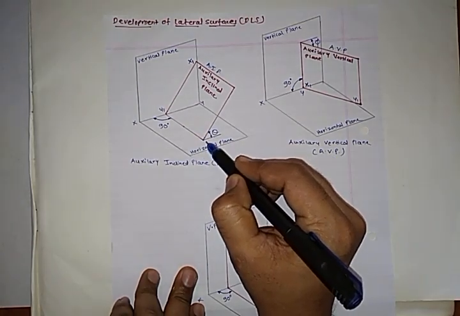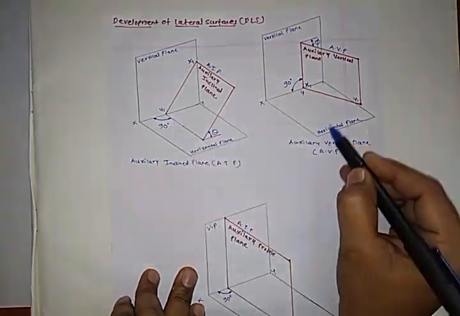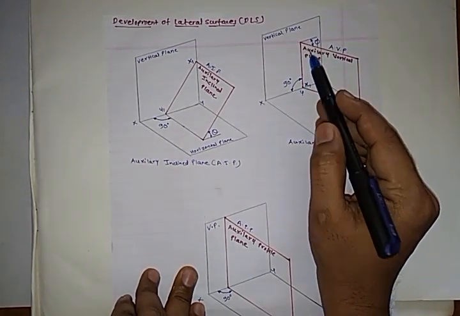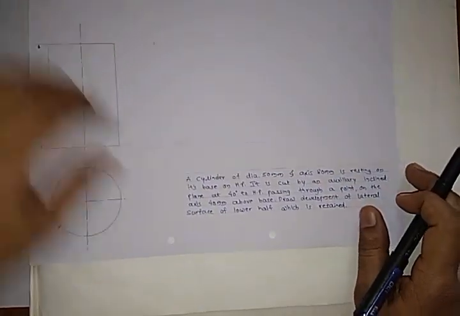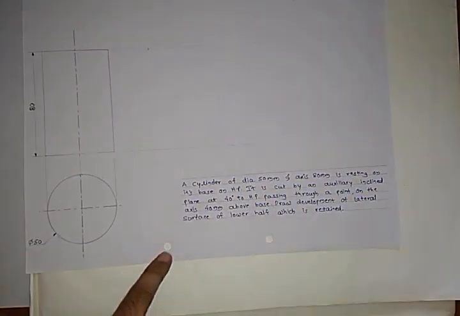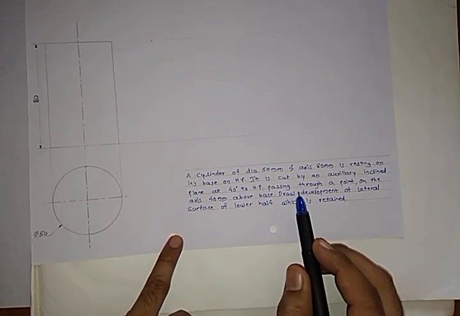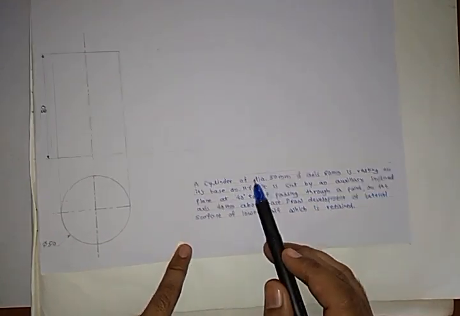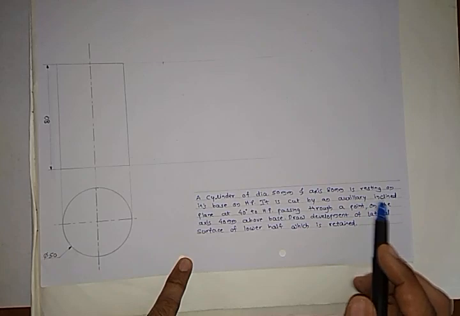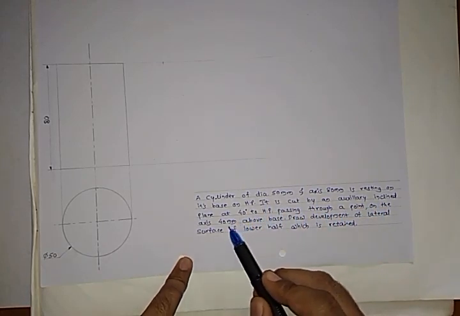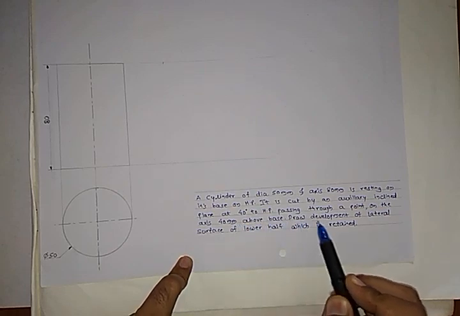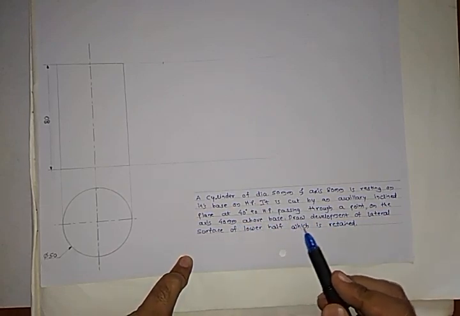In AIP, this plane is inclined to HP, perpendicular to VP. In AVP, this plane is inclined to VP and perpendicular to HP. Okay. Now moving on, we'll see one problem regarding that. So here you can see a cylinder of diameter 50 mm and axis height 80 mm is resting on its base on HP. It is cut by an auxiliary inclined plane at 40 degree to HP, passing through a point on the axis 40 mm above base. Draw development of lateral surface of the lower half.